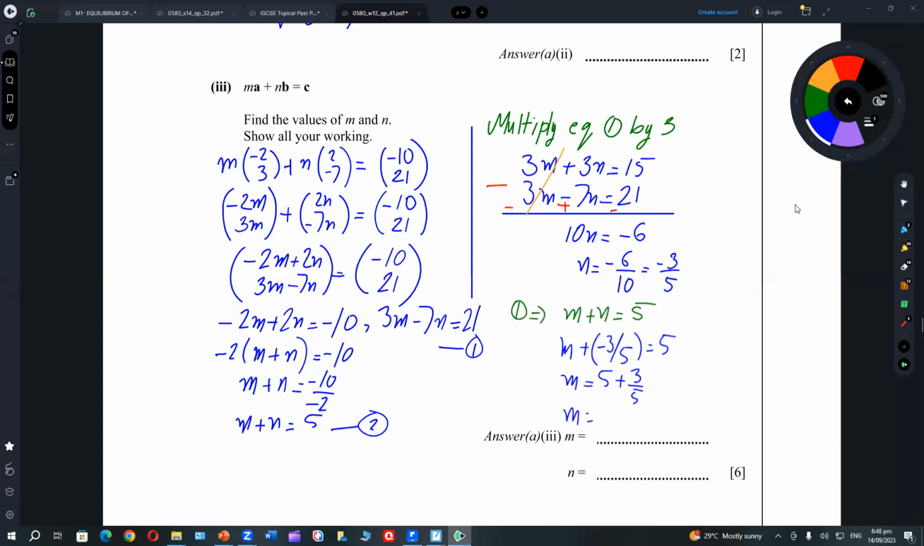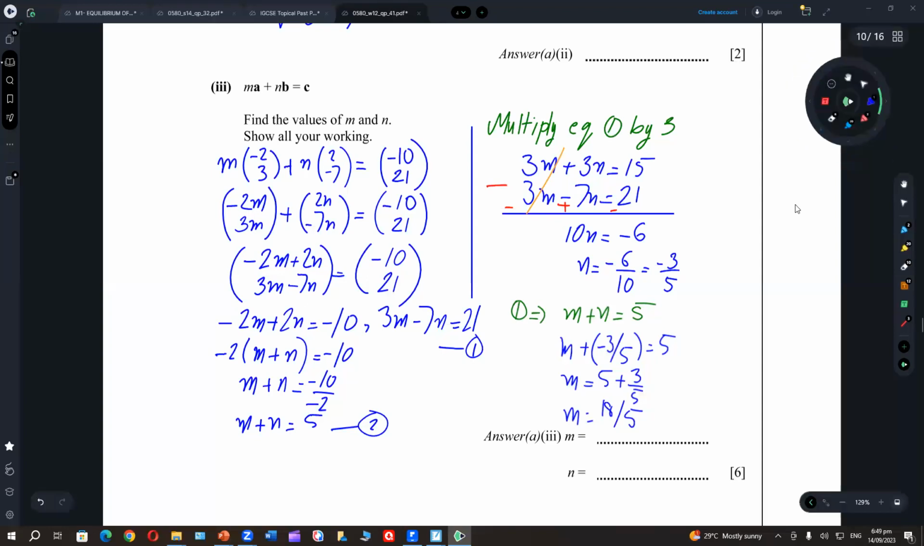Can you take the LCM and add it? 5.6. Sorry, 5.6. You can give it as a fraction. No, I think it's not 18. I'm sorry, 28.